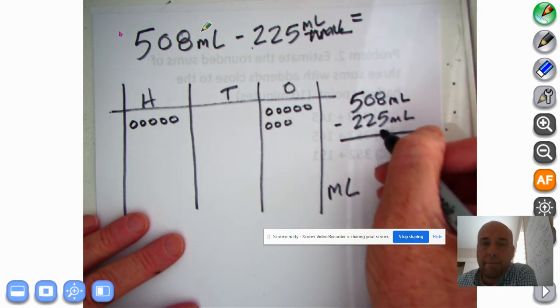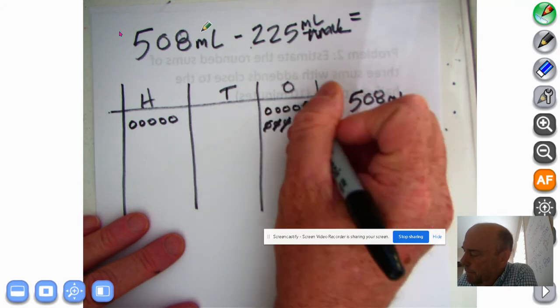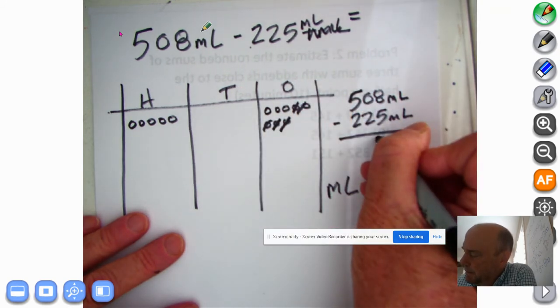So 8 minus 5. Well, think about it. We have 8 here, and we're going to subtract 5. 1, 2, 3, 4, 5. What are we left with? We're left with 3 milliliters.